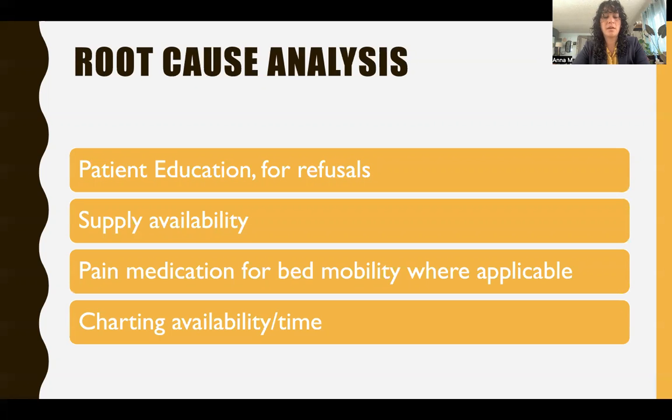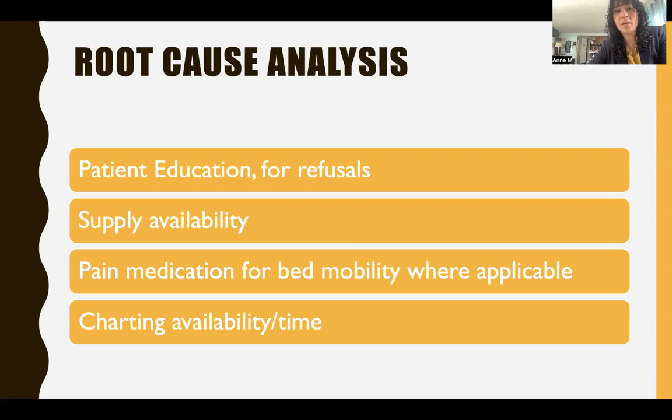Root cause analysis, patient education for refusals, or employee education for what's needed, and making sure they're doing it appropriately, and going up the chain of staff if they need help with certain CHGs. Supply availability, whether you have wipes versus washcloths available, pain medication for bed mobility where applicable. So patients who may have recent surgery, hip fracture, ORIFs, total knee replacements, being able to do a full CHG for those who may also have a PICC line.